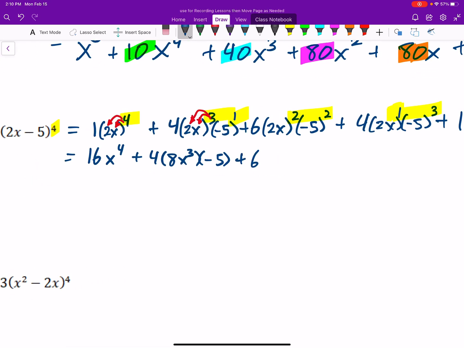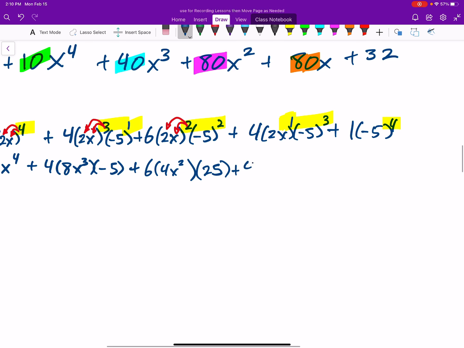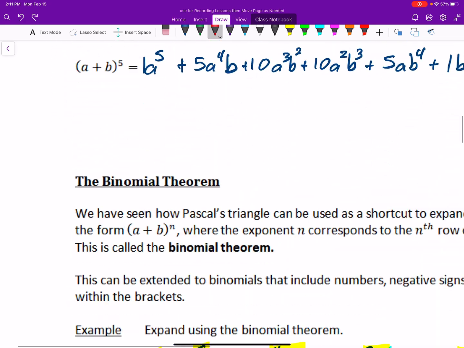Then I've got 6, and again, 2 to the exponent 2 and 2 to the x gives me 4x squared. And negative 5 squared is going to be positive 25. And then I've got 4 times 2x, because that's just to the exponent 1. But negative 5 cubed is going to be negative 125.